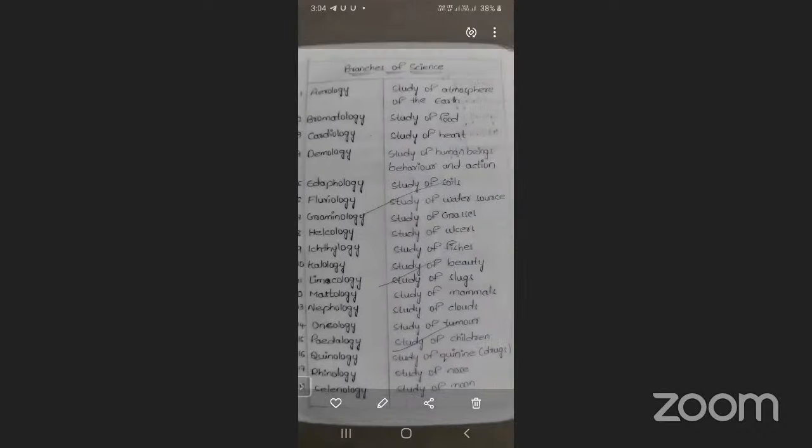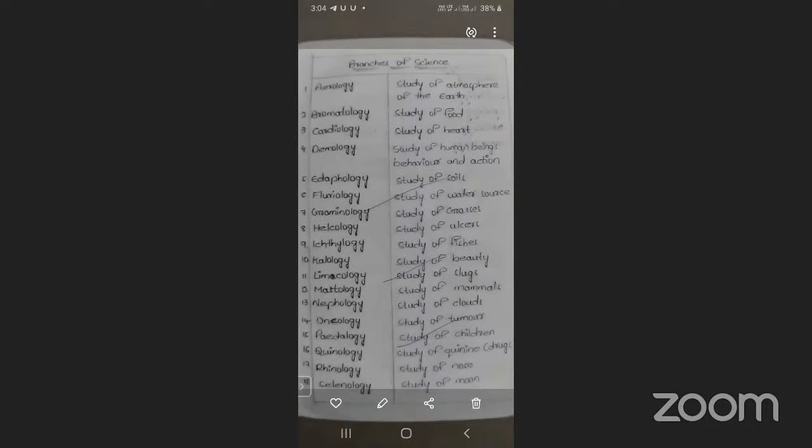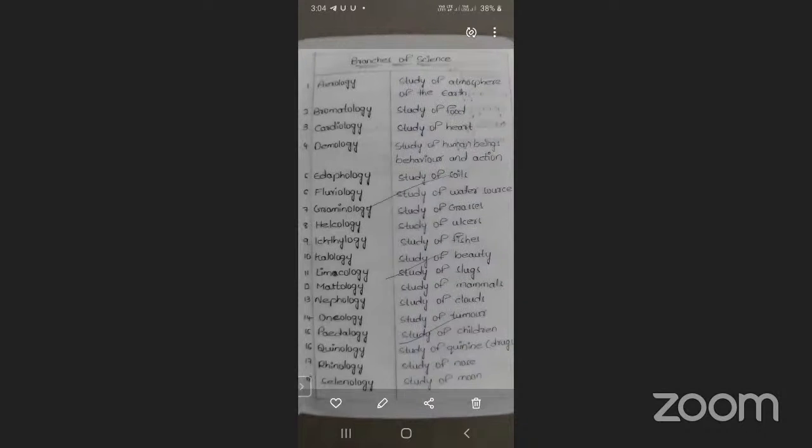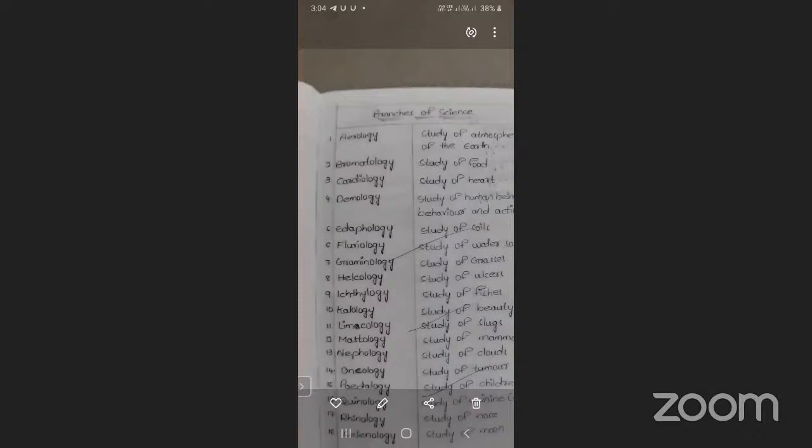So first of all, the name sheet. After that, you have to write alphabets: normal capital letters, normal small letters, cursive capital letters, cursive small letters. Next, you have to write branches of science. Okay. Here I have given some examples. Okay. So cardiology, study of the heart. So like that, you have to collect some branches and write. Okay. So branches of science.